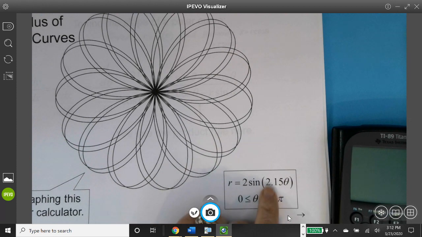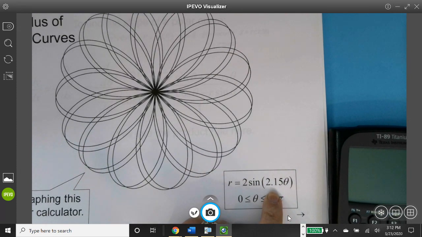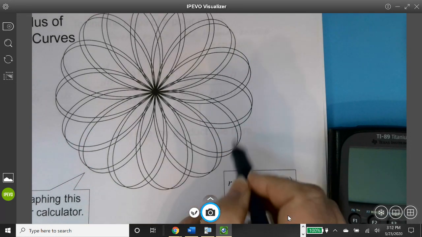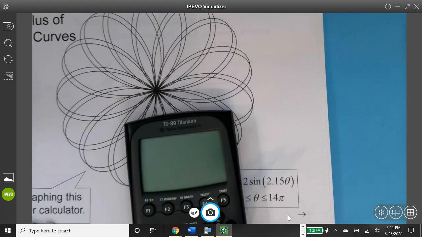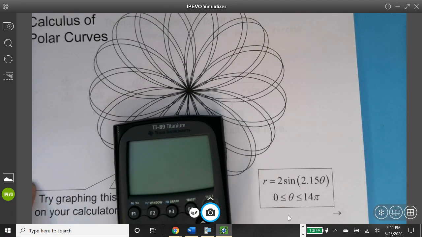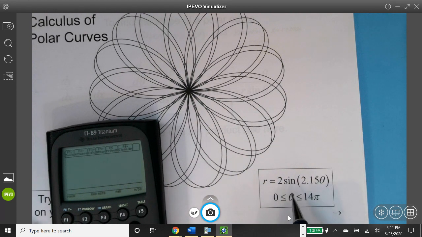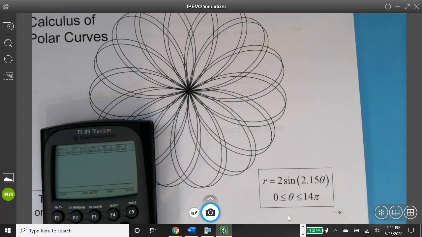What's interesting about this is the period is 2 pi over b. So this period isn't like the ones that we're used to in honors pre-cal, and that's why we get this effect. But let's graph it on the calculator and see what we get. Well, wait a minute. We have to be in a different mode because this is r of theta, so we have to change our mode.